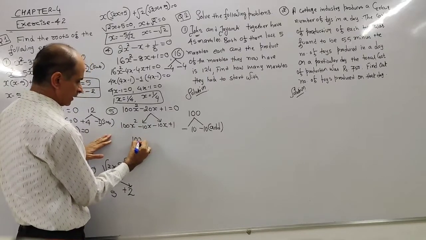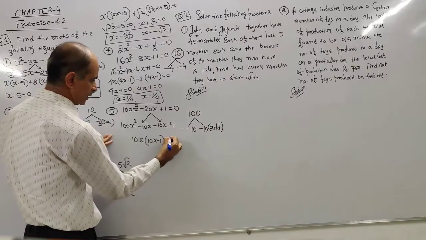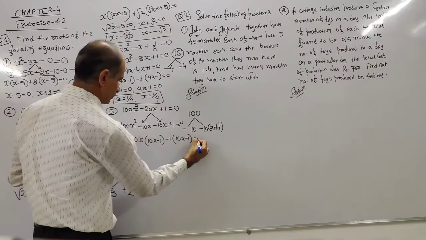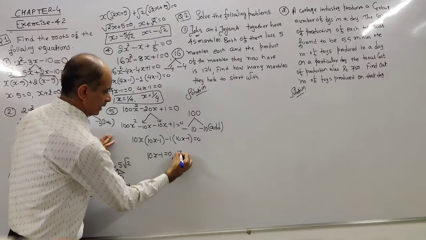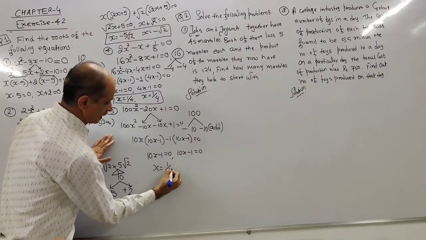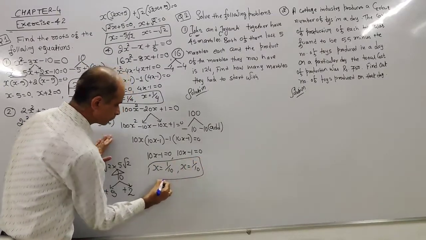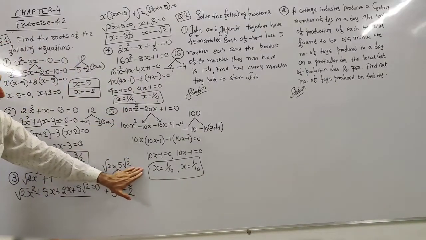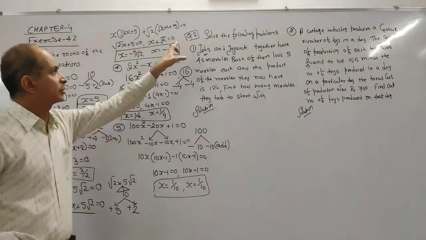So you get 10x common, you get 10x minus 1. When you take minus 1 common, again you get 10x minus 1 is equal to 0. The first bracket 10x minus 1 is equal to 0 and 10x minus 1 is equal to 0. So x becomes 1 upon 10 and again x becomes 1 upon 10. So the solution of the fifth quadratic equation is x is equal to 1 by 10 and x is equal to 1 by 10. Now let me start question number 2.